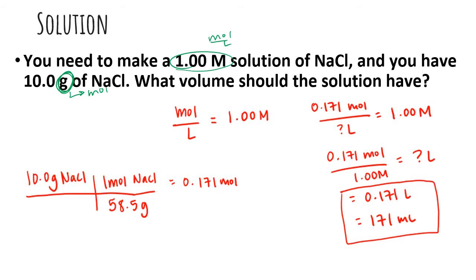So we take 10 grams of sodium chloride. 58.5 grams are in 1 mole of sodium chloride, and that gives me 0.171 moles. So now I know my moles and I know my molarity. So if I have 1 molar, which is moles per liter, equals 0.171 moles over how many liters, I'm just going to solve for liters, and I get 0.171 liters, or 171 milliliters. Those are the same thing.